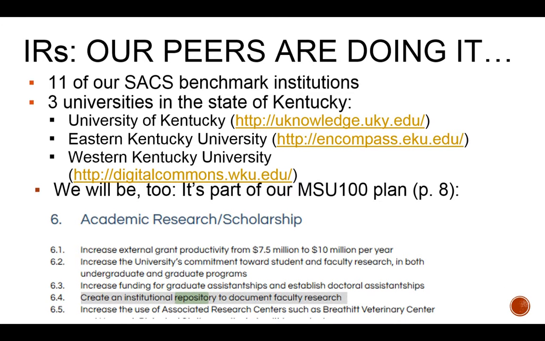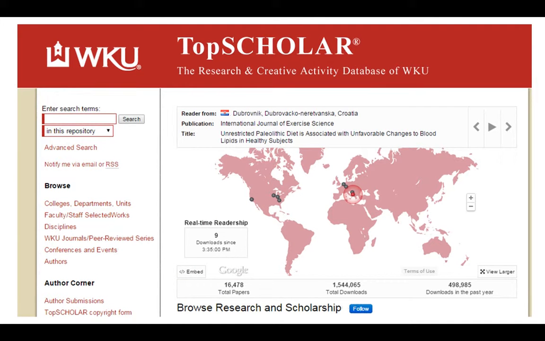We will be building our own repository in the next few years. It was listed as a goal as part of the MSU 100 plan under academic research and scholarship. To get an idea about what our repository might include, you can take a quick peek at Western Kentucky's. One of the things it does well is communicate the reach of faculty and student scholarship through a real-time map. Once you open the site, it begins tracking everything downloaded since your arrival. You can use the arrows at the top to scroll through the titles and locations of recent downloads.